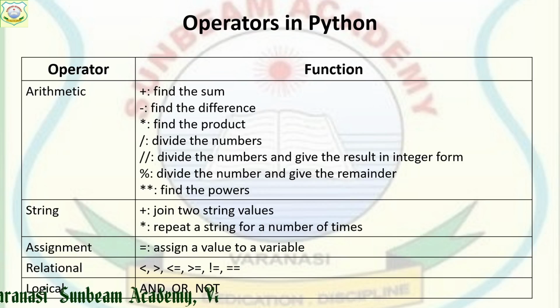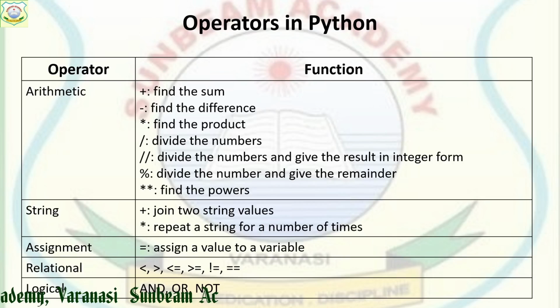Next is your string operators. Only 2 string operators are there. As we know, string values cannot be calculated, right? They cannot take part in any type of calculation, and we cannot make calculations with string data type. So there are only 2 string operators, one is plus and one is multiply.